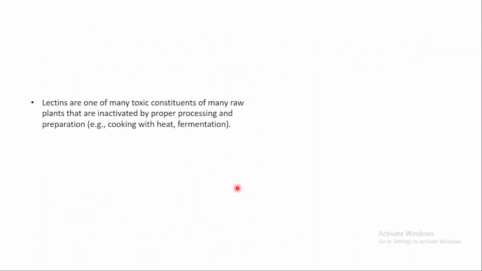Lectins, as I mentioned, are one of the many toxic constituents of many raw plants that are inactivated by proper processing and preparation. So there is a scientific reason why we should cook our food properly before consuming, because many plant cells contain lectins which are toxic to our body. That's why cooked and processed food is harmless and healthier. We don't cook food just for taste. We also cook because cooking is a healthy process of deactivating all these lectins, which can be toxic constituents.